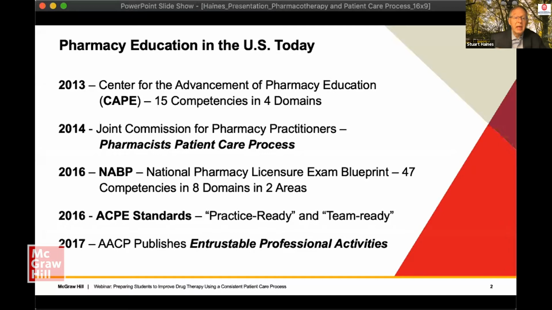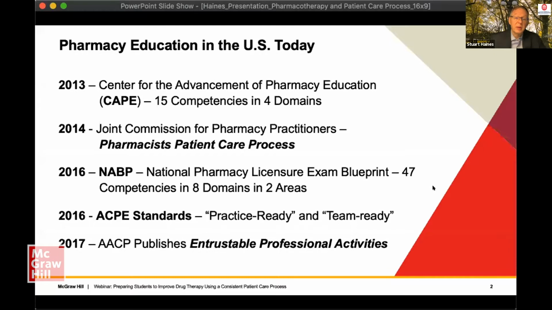And this began to show up in other documents. One is our national licensing exam. It became part of the blueprint. It became part of our accreditation standards for our schools of pharmacy, in which they very specifically talk about being practice ready and team ready. And it also became the cornerstone of what was published in 2017 called Entrustable Professional Activities. And one of those professional activities is direct patient care and delivering on the pharmacist's patient care process.